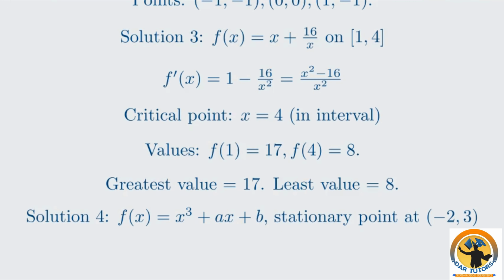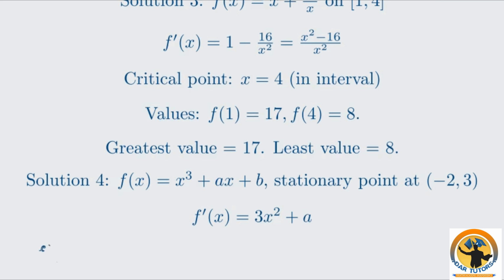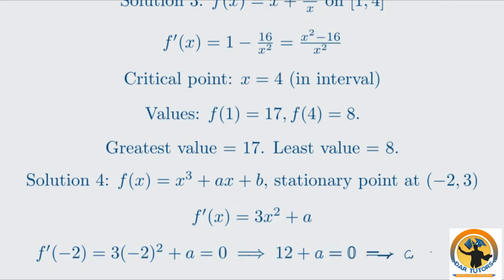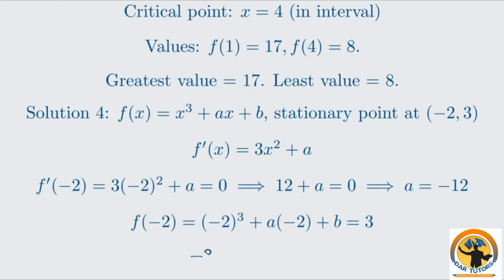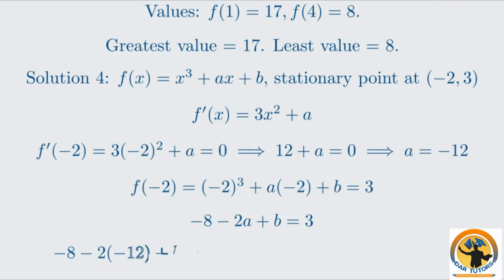For question 4, the derivative is 3x squared plus a. Since there's a stationary point at x equals -2, f prime of -2 is 0, which gives a equals -12. The point -2, 3 is on the curve, so f of -2 is 3. Substituting a equals -12 gives b equals -13.